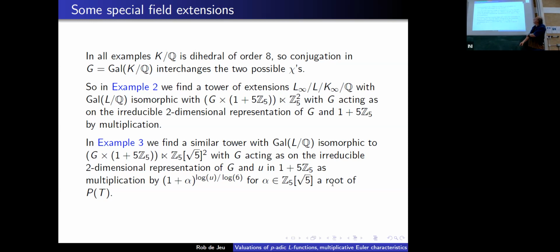And then the other one, the dihedral group of order 8 in this case, will act on the 2 copies of Z5 using the irreducible 2-dimensional representation. So you can get some very explicit examples out of this one. And there's no approximation here.